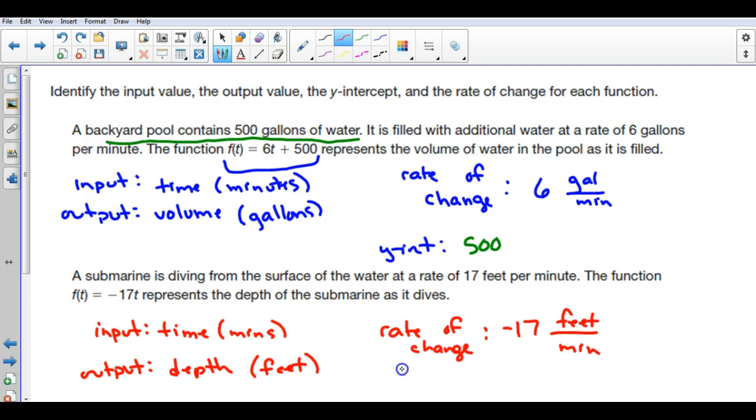And the last part, very important, the y-intercept. Again, sometimes you think about it like it's a starting value, but I want you to think about when time is 0. So after 0 minutes of diving, 0 times negative 17 is 0. So what that means is they are at 0 feet. Another thing you can look at is the fact that the submarine is going from the surface of the water at a rate of 17 feet per minute. So they're already at the surface. So their starting value is at 0 feet.